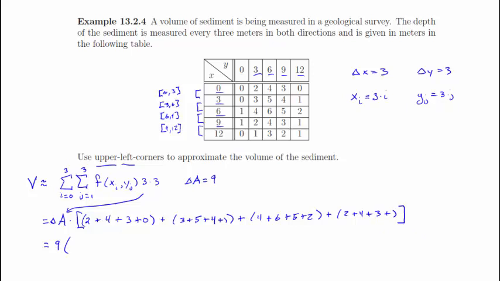So I have 9 times 2 plus 4 is 6, plus 3 is 9, plus my second one is 8, 4 is 12, plus 1 is 13, and my third one 10, 15, 17, and my fourth row 2 plus 4 is 6, plus 3, I forgot my 1 here, 9, 10, and so here we add these up and I get 9 times 22, 32, 39, 49. 9 times 40 is 360, plus 81 is 441. And so now we have estimated our volume to be 441.